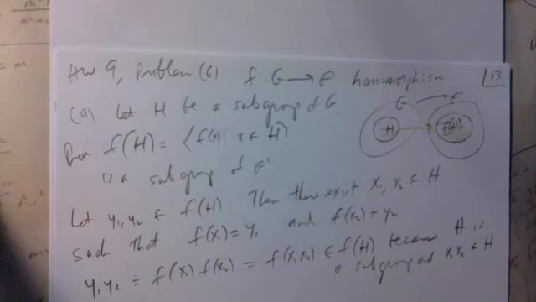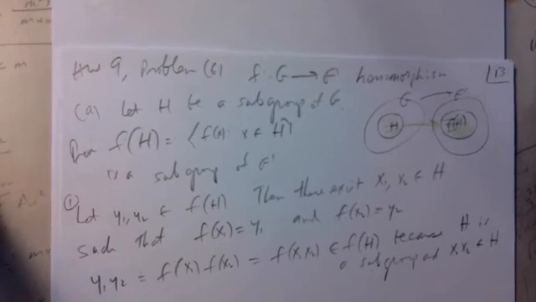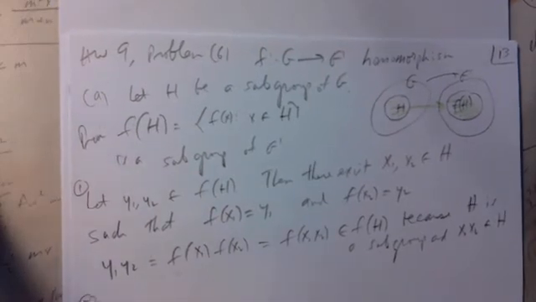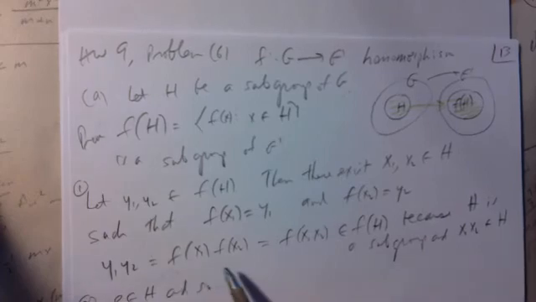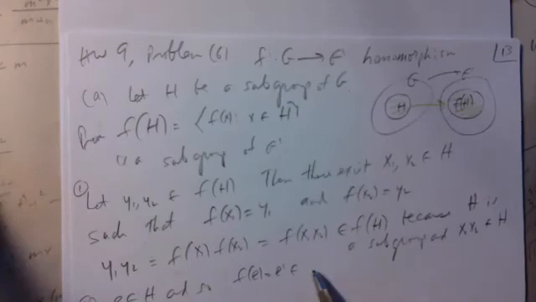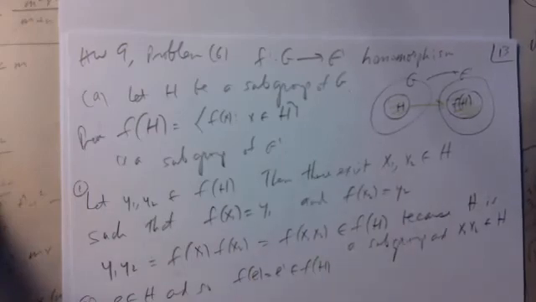So if you take two different elements over here, their product is in there. So that's the first thing you have to prove to have a subgroup, is closed under multiplication. Second, e is in H, and so f of e, which is e prime, is in f of H. So f of H contains the identity.